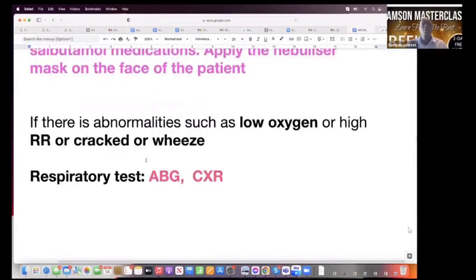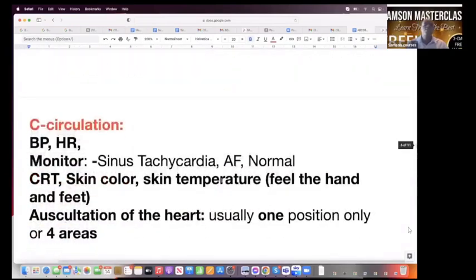Then what are you going to do, the test? We need to arrange an ABG and the chest X-ray, because there were abnormalities. Then you go to circulation.